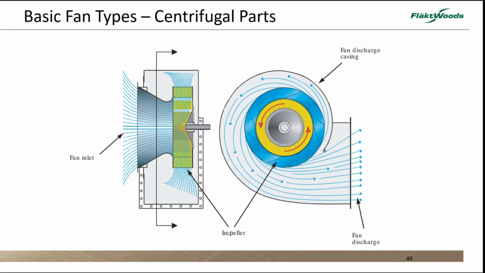Okay. Centrifugal fans. So you can see with a centrifugal fan, the air enters into the eye of the impeller, it's then rotated and comes out in this snail shape, what we call a scroll, to the fan discharge. So they're the key components, if you like. That can be directly mounted onto the end of a motor.